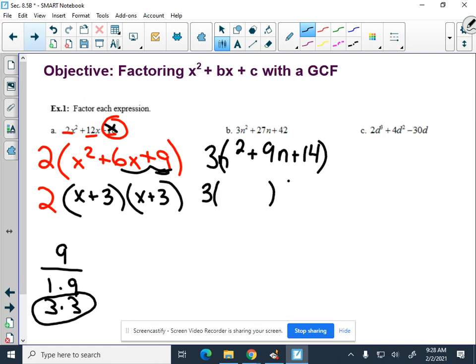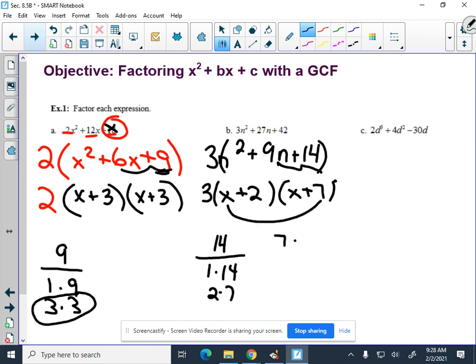Now that 3 stays out there, and we have to factor the rest. So we have the 14. We need to break that one down. 1 and 14, 2 and 7. With the 14, they have to add up to 9. 7n, 2n, those add up to 9n like we want. So that is our answer. The 3 is out in front.